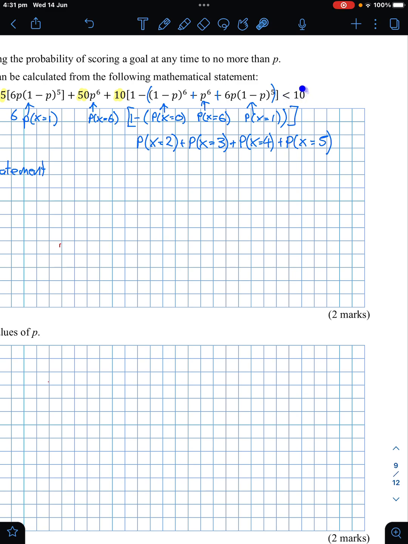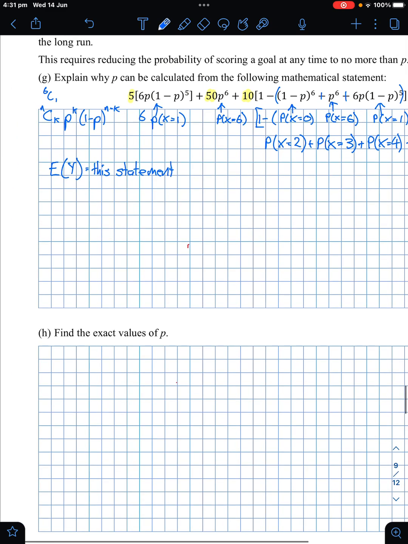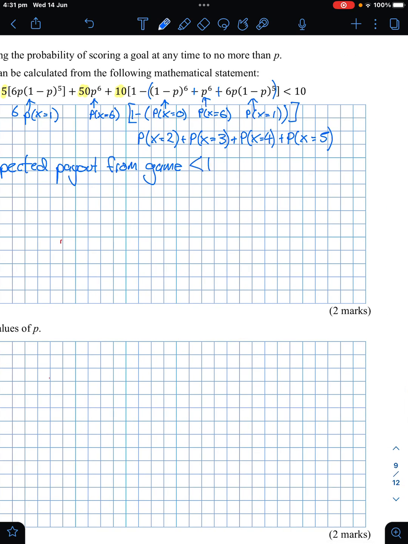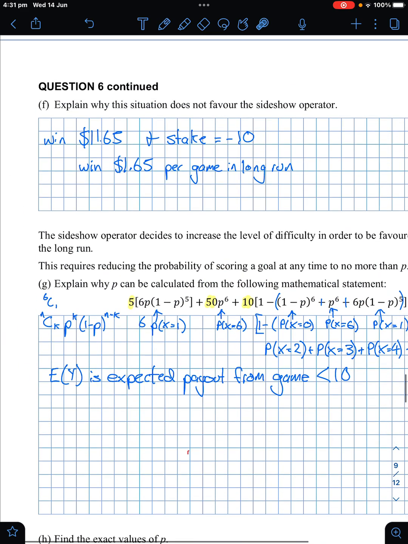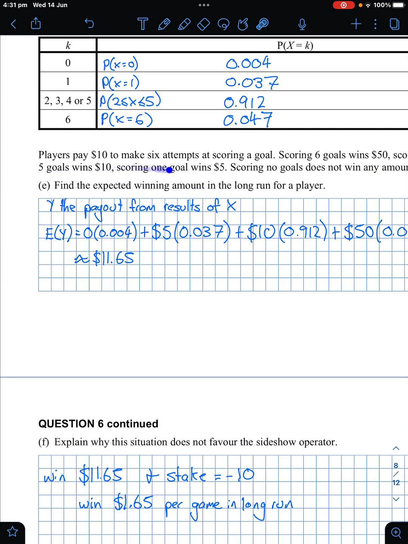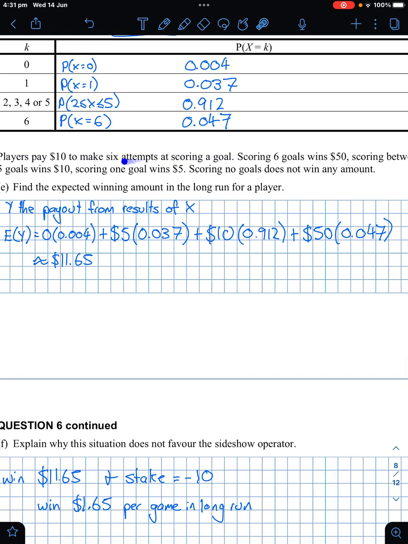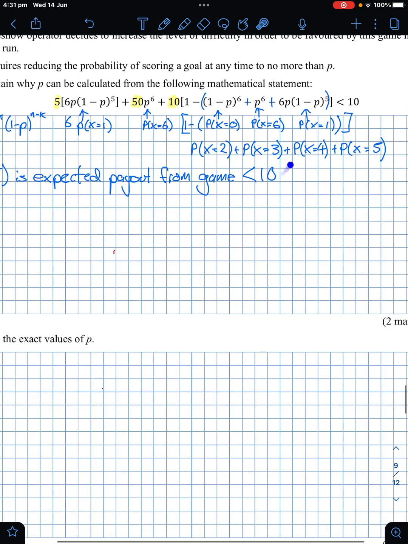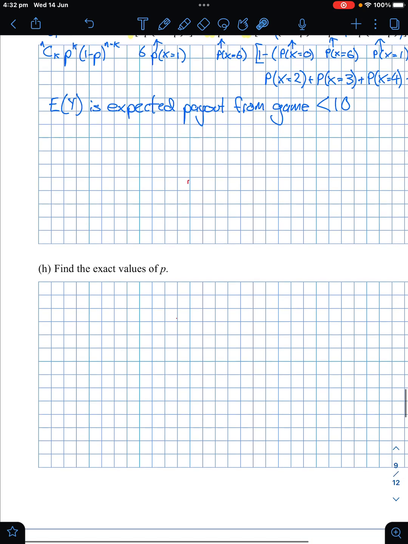So the reason we've got this less than 10 is it's saying the expected, maybe we'll use e to the y, is expected payout from game. And we've got here less than 10. Why would they pick less than 10? Well, that is the stake up here. So they've said you can pay $10 to play. Players pay $10 to make 6 attempts at scoring a goal. So we've got here, we need it to be less than 10 because that's how we do it. So that's what this statement here is.